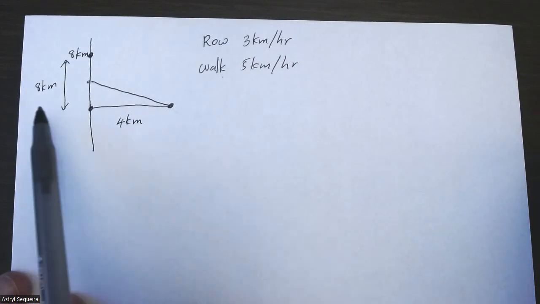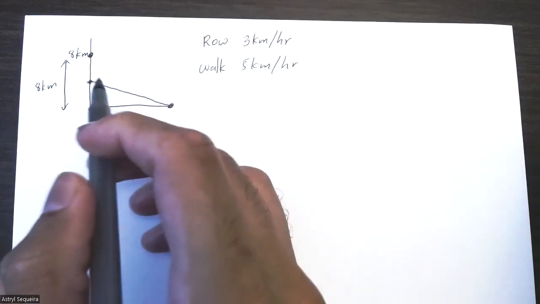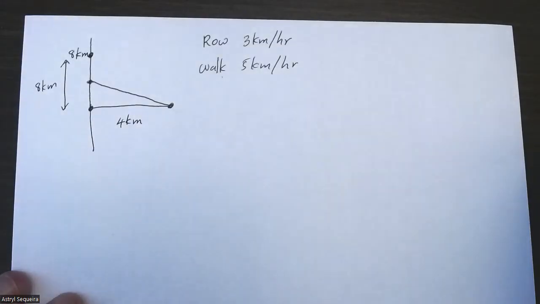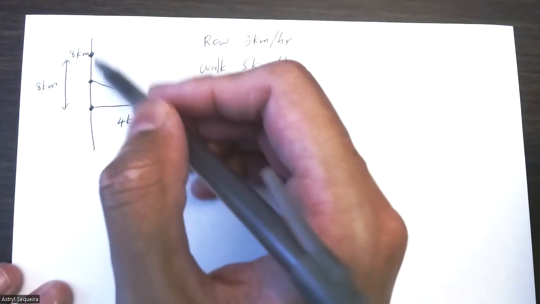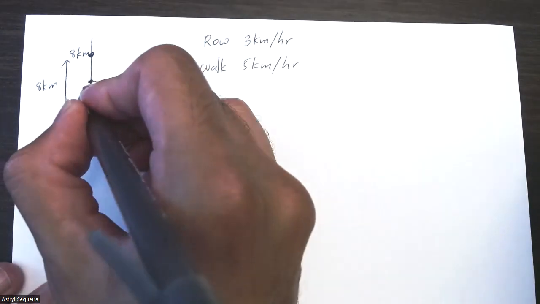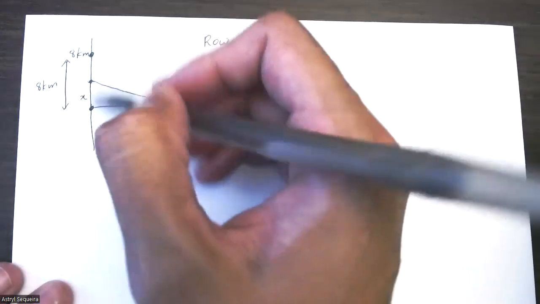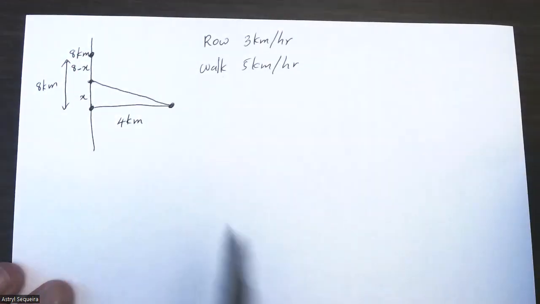We know that this distance is 8 kilometers over here, and we need to find where on the shore he's going to land in order to minimize the time it takes for him to get there. So what we want to do is break down this side into two different things. Let's say I call this x, and since the total is 8, this little distance here is going to be 8 minus x.